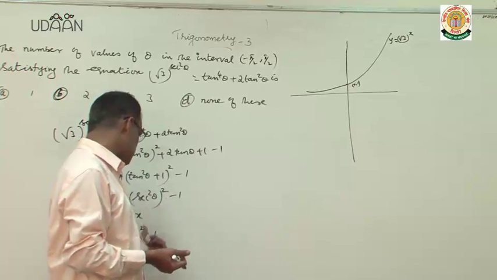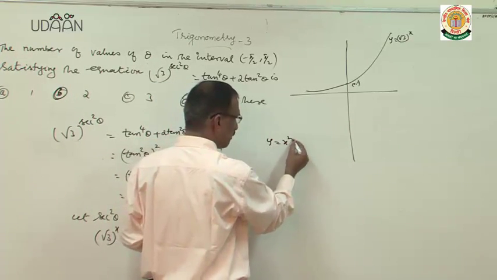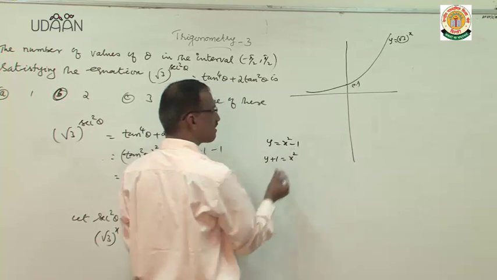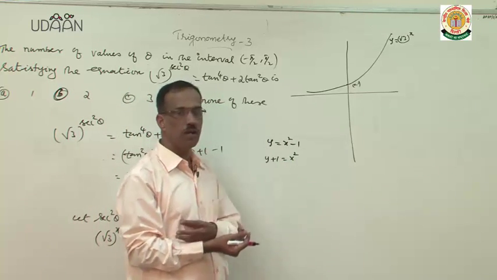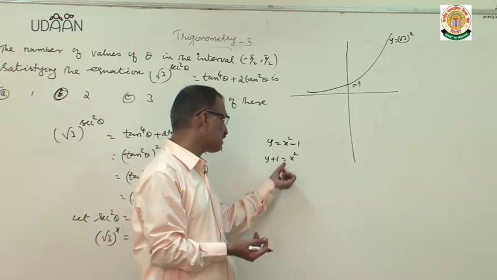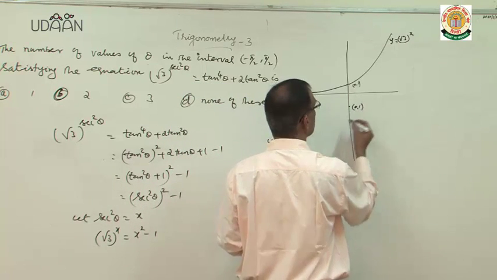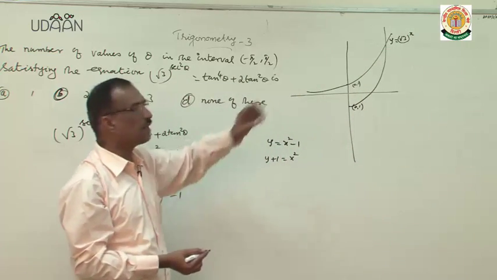The another one x square minus 1, that is y equal to x square minus 1 means y plus 1 equal to x square. It looks like your parabola x square equal to 4ay format. Where is the vertex? 0 minus 1. So, 0 minus 1 is here. So, your curve goes like this. It meets at one point.